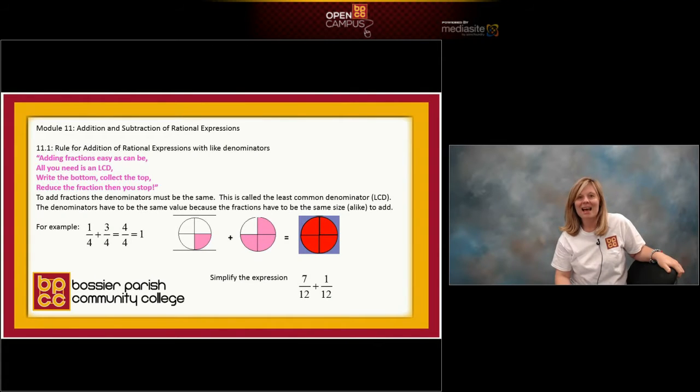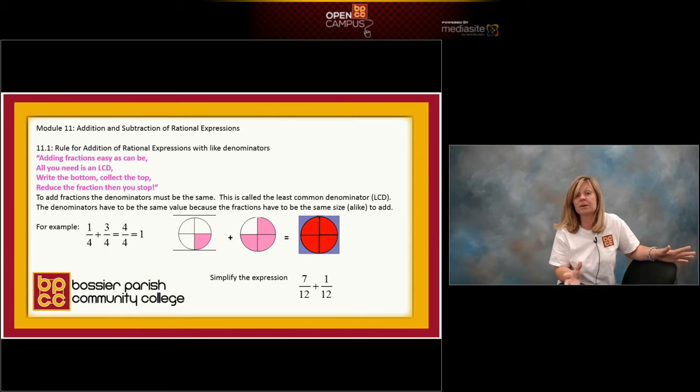Welcome back. Now that we've completed how to multiply and divide rational expressions, fractions, now we have to go to the more difficult operations, which are addition and subtraction. And that's what Module 11 is going to focus on. So the first thing we want to do is go back to arithmetic and go back to basics. How do we add fractions that have like denominators?